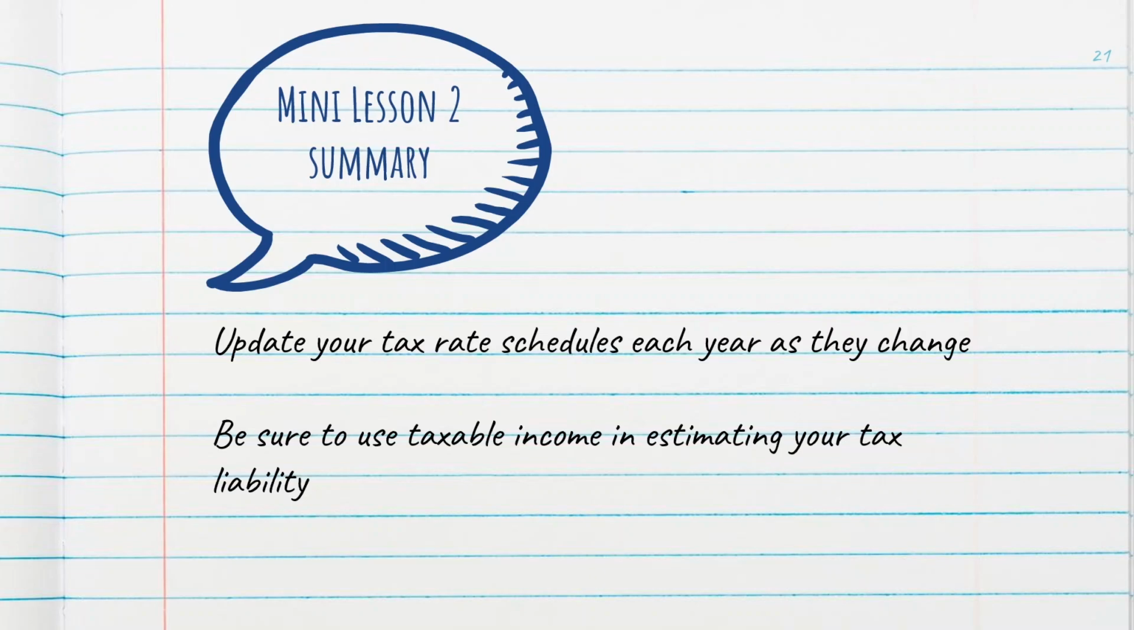Those tax rate schedules that we looked at in this particular mini lesson, along with some of the others that we'll look at, are what are currently available. But they change from year to year. So if you continue to use the same thing, at some point, you're not going to be accurate in your calculations. So it's going to be very important that you update your tax rate schedules each year as they change. And also be sure to use taxable income in estimating your tax liability. We will talk more about what that definition means and other things as we continue on our journey.